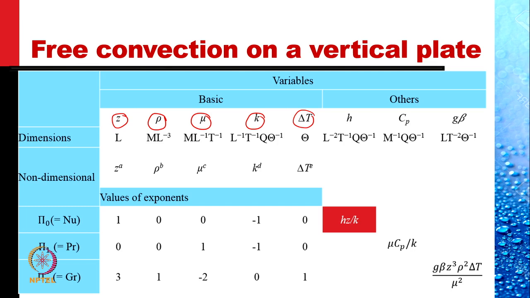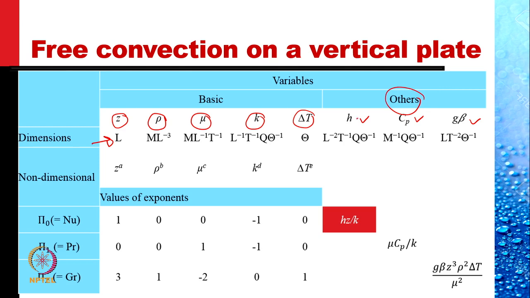These are the 3 other parameters which remain: h, the dependent parameter, Cp, and g beta together. The dimensions of these are written in this line. You can verify. And now we want to write each of these other parameters as a product of z raised to power a, rho raised to power b, mu raised to power c, k raised to power d, and delta T raised to power e. And when we do this, the dimensions of these products should match the dimension of the parameter that we selected from the others group.